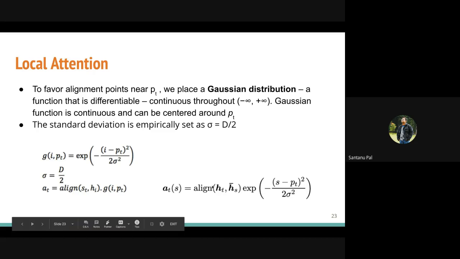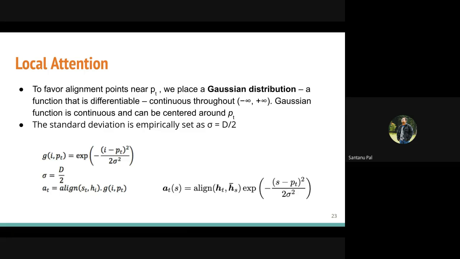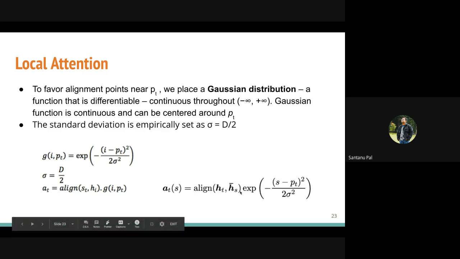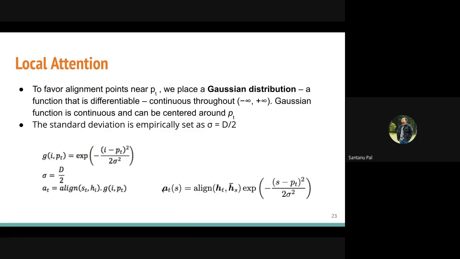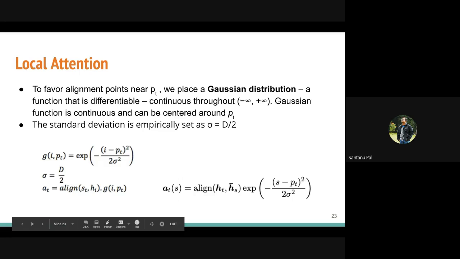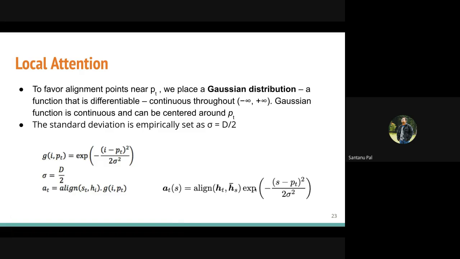Then this Gaussian function is multiplied with the alignment function between the source and decoder state. The alignment function is nothing but a distance; it is the attention score between source and target. This alignment function is multiplied with the Gaussian function, and then it provides the alpha t, or attention score. This is an exponential function, and it can be differentiable now. So this is the hack: how you can use the attention weights in the local attention mechanism so that it is trainable.